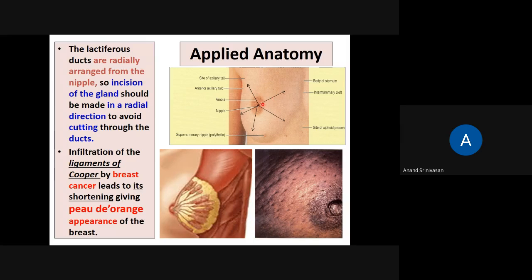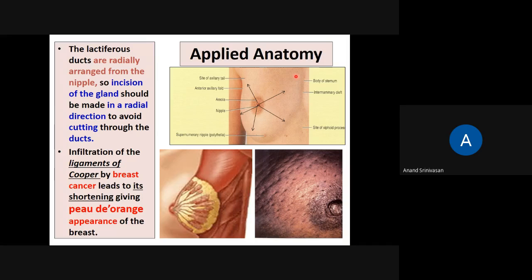Where do you need to make the incision? In case of an abscess, you need to make a radial incision. Why a radial incision? Why not a horizontal or vertical one? Because when you make a horizontal or vertical incision, you cut through the lactiferous ducts, and after healing there could be fibrosis. As a result of the fibrosis, the milk will not come up and the abscess will recur. So usually the incisions are placed in a radial fashion in case of abscess.